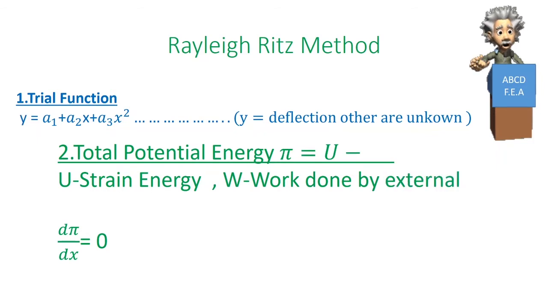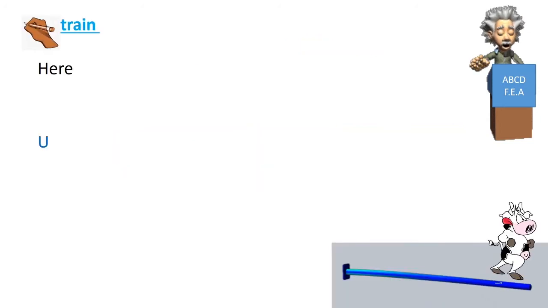consider the total potential energy of the system, which is equal to U minus W. As explained earlier, minus is the external work acting on the system, and the energy remains constant. Now d pi by dx, it states the rule of minimum potential energy, it needs to be differentiated. Now this we need to understand.